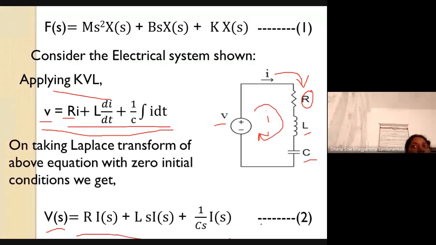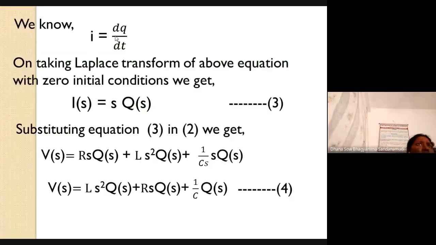Okay, consider it as equation number 2. Now we know current in terms of charge. If I want to represent current in terms of charge, I is equal to dq by dt, if q is the charge. So if I take the Laplace transform of this, I will get I(s) is equal to s into Q(s). Consider it as equation number 3.